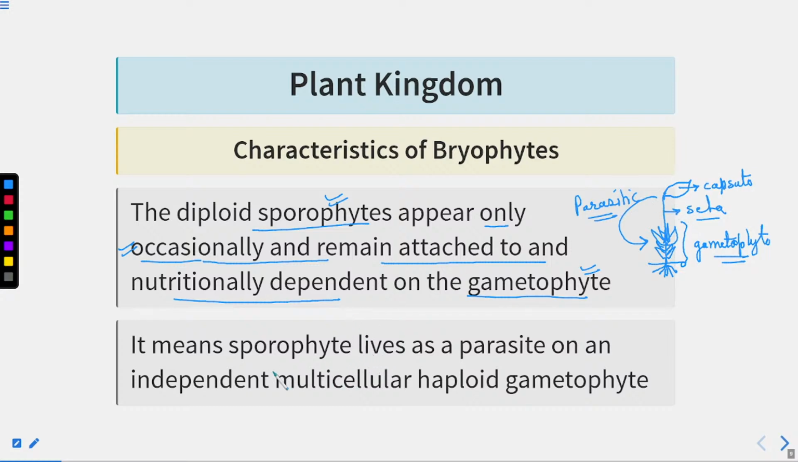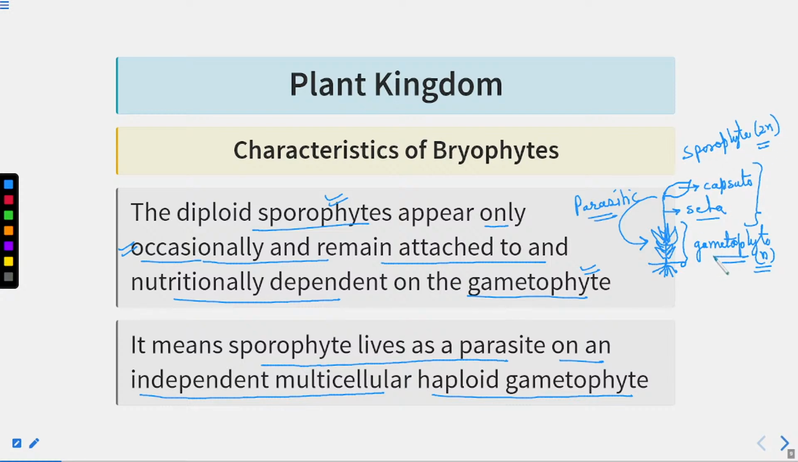So it means sporophyte lives as a parasite on an independent multicellular haploid gametophyte. So again I am telling you, this gametophyte is haploid in nature, and this sporophyte is diploid in nature. And this sporophyte is parasitic because it is absorbing all the nutrients that are formed by the gametophyte part, that is the vegetative part, right?